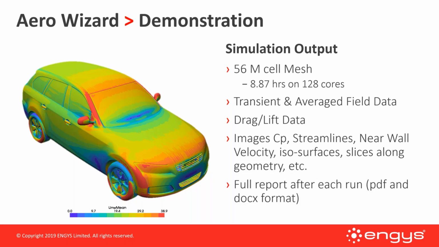And I would say there's plenty of resources to run a case on fewer cores and we can run more cases, or we could go back and adjust the mesh and run the case with a smaller mesh for the same amount of cores and give it a little bit more time. Most customers target having a case turnaround within 24 hours. And within this, the output from the simulation is transient and average field data. There's lift and drag data. There's images of CP, streamlines, near wall velocities, isosurfaces, slices along the geometry.